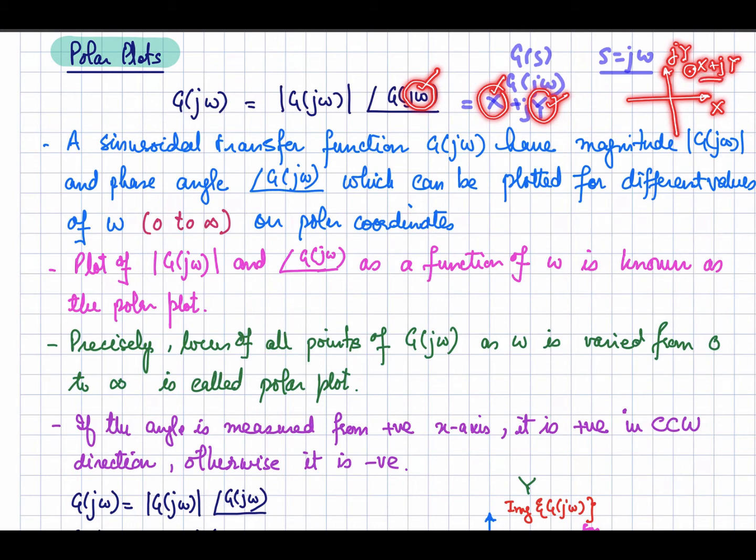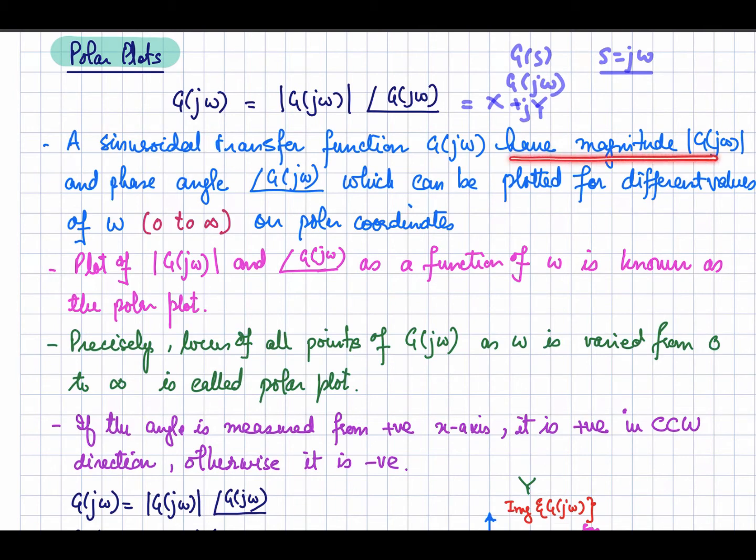We will take different values of ω and see how the real and imaginary parts of the transfer function change. Then we will sketch the locus of how the position of the real and imaginary part changes over the polar coordinates with the variation of frequency, and that will definitely represent the magnitude and the phase. A sinusoidal transfer function has the magnitude |G(jω)| and a phase angle, which can be plotted for different values of ω from 0 to infinity on polar coordinates, and that graph is called the polar plot.